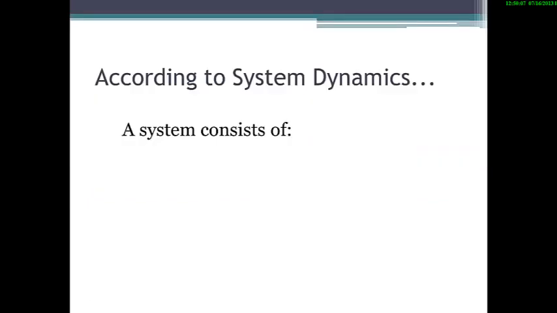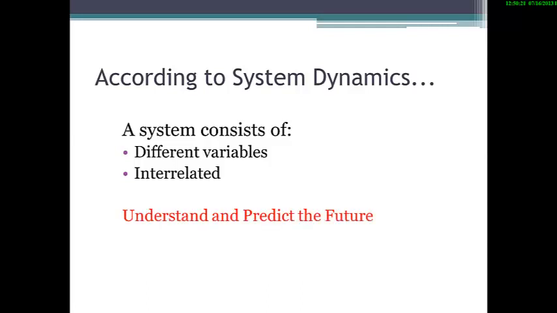According to system dynamics, a system consists of a multitude of different variables that should be viewed as interrelated parts. Since the system is built by different variables, and these variables affect each other, modeling their interaction can help understand and even predict how the system is going to behave in the future.